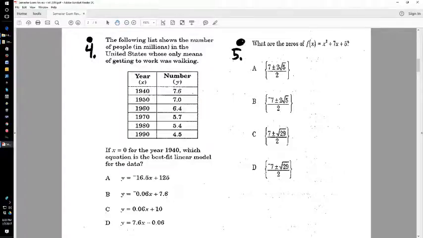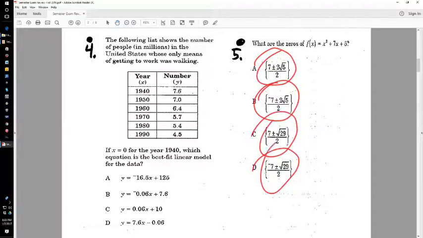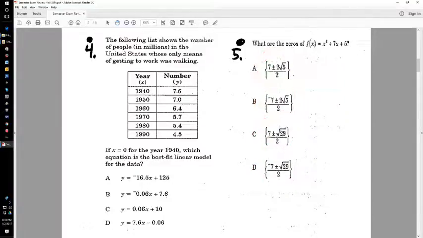Number 5. This one says, what are the zeros of this quadratic equation? And the fact that all my answers come like this one is probably not factorable. But remember, factoring is finding what multiplies to the right but adds to the middle. There's nothing that multiplies to 5 but adds to 7. So we're going to have to use our quadratic formula.